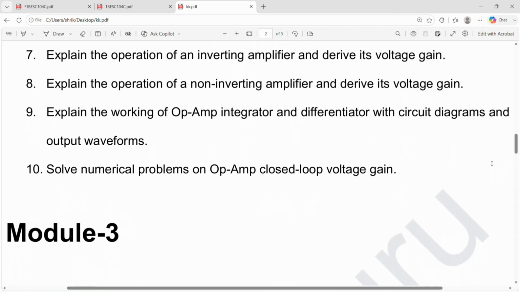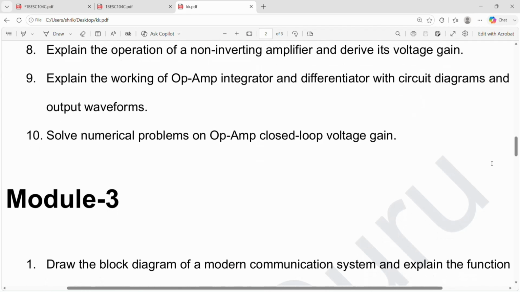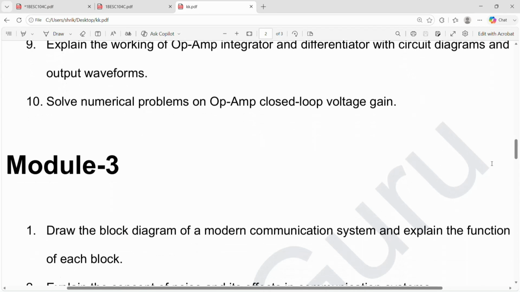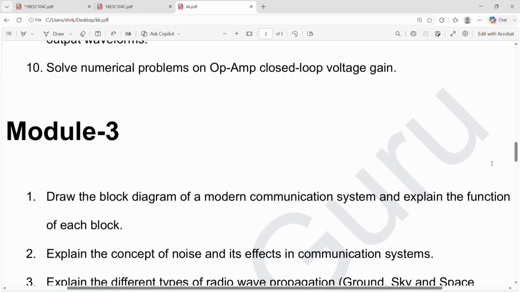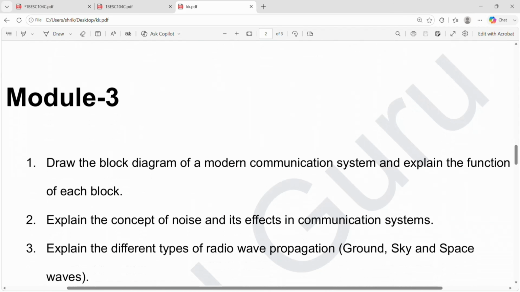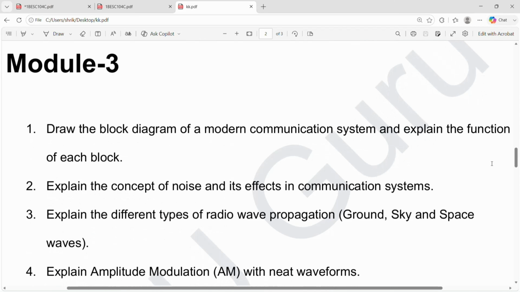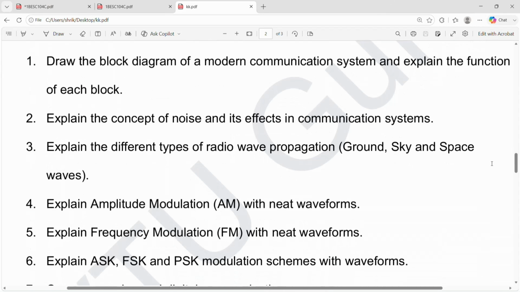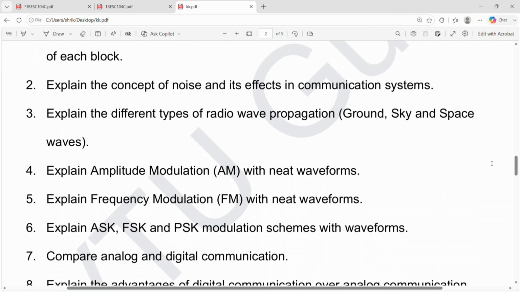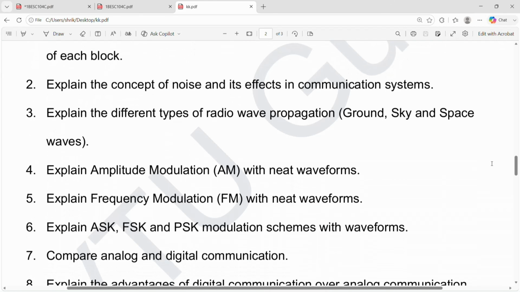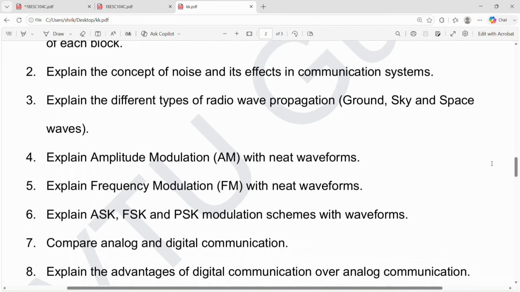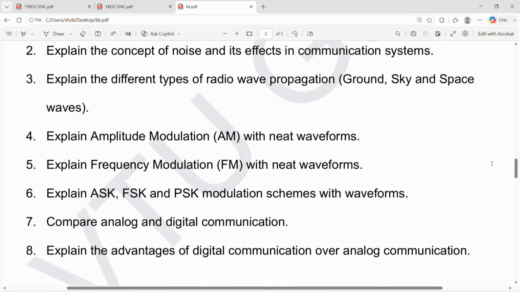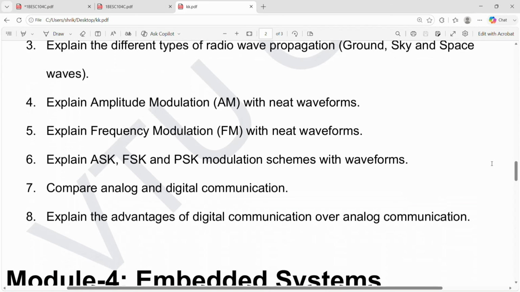Next, module 3: draw the block diagram of a modern communication system and explain the function of each block. Explain the concept of noise and its effects in communication systems. Explain the different types of radio wave propagation. Explain amplitude modulation with neat waveforms. Explain frequency modulation with neat waveforms. Explain ASK, FSK and PSK modulation schemes with waveforms. Compare analog and digital communication. Explain the advantages of digital communication over analog communication.